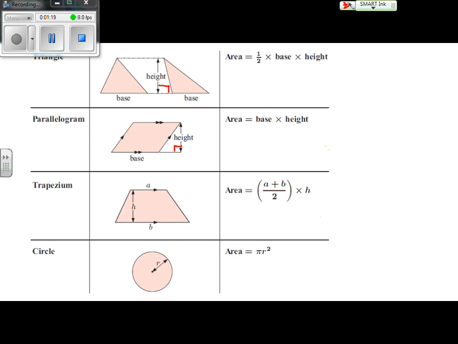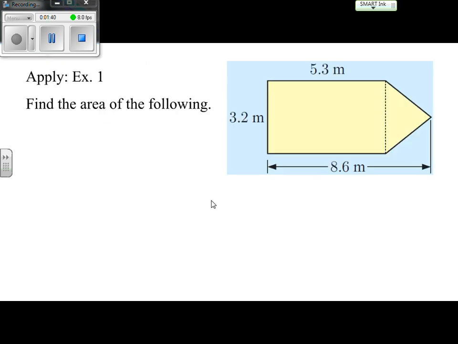For a trapezium, also known as a trapezoid, we are averaging our two bases, represented as A and B in this formula. You add them together and divide by 2, or multiply by half, and then we again multiply by that perpendicular height. And finally, for a circle, we're doing pi r squared, or pi times the value of our radius times itself. For our first example, we're going to find the area of the following.